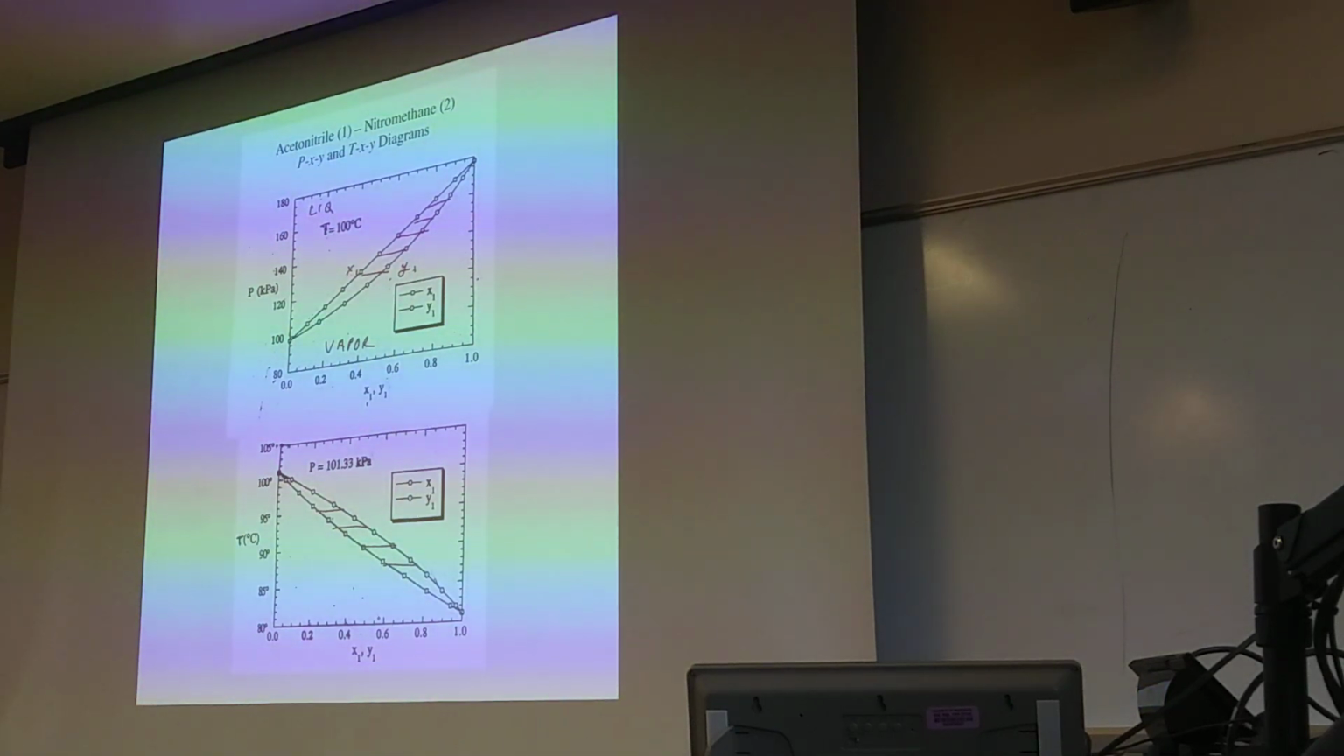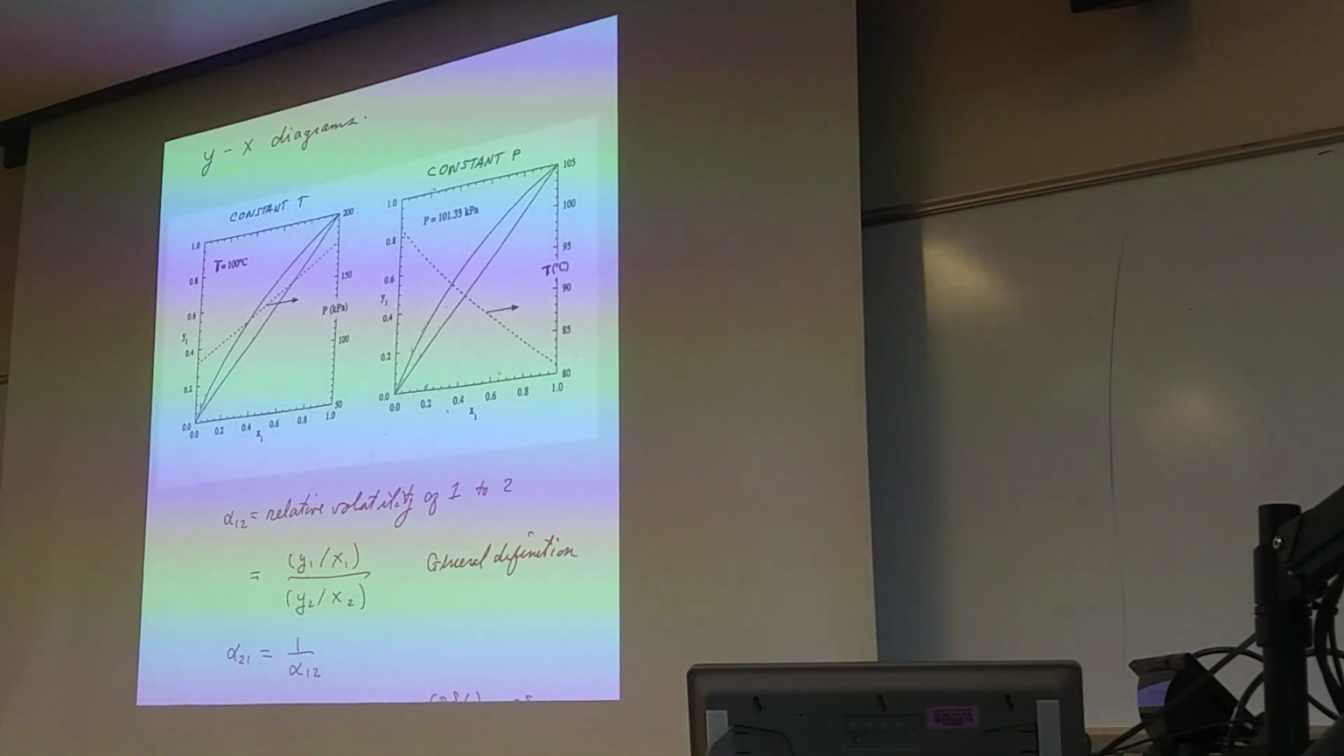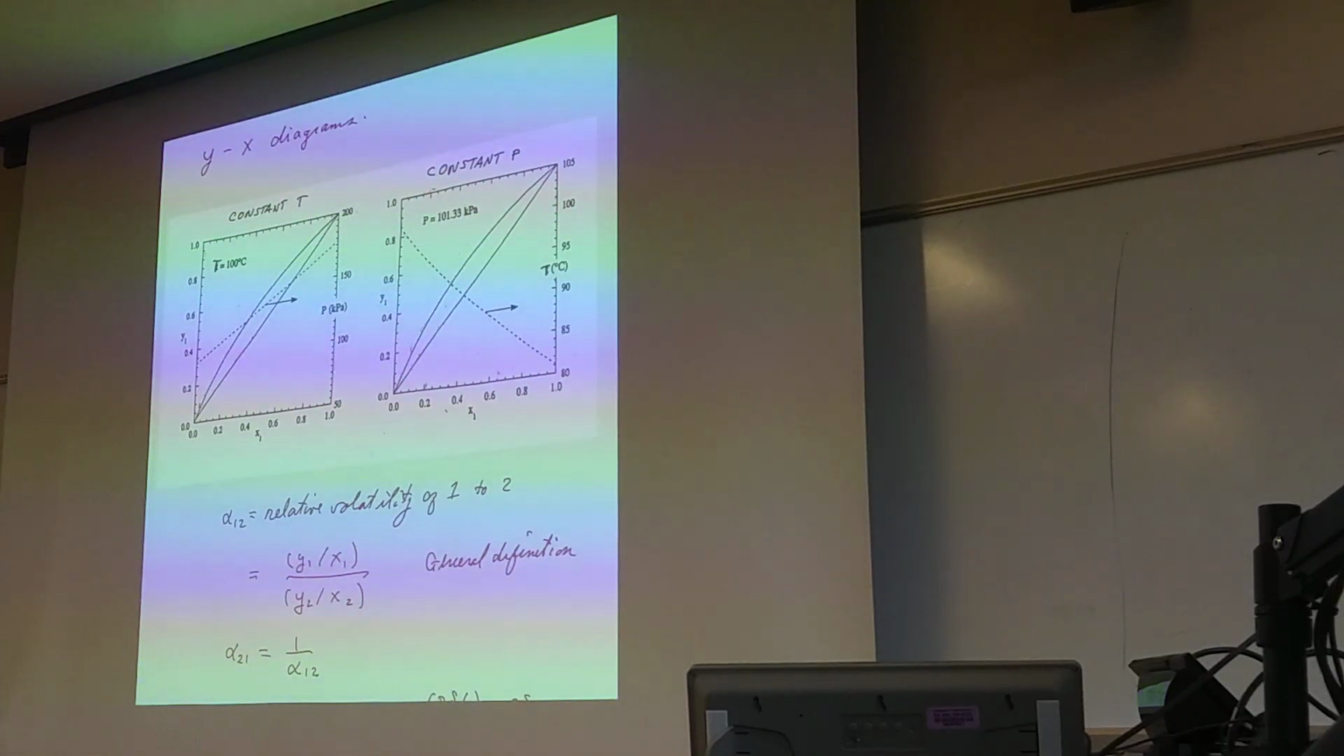And so I could plot those. It's often interesting to look at the XY or YX diagrams. So here they are for the two systems we've got. The constant temperature diagram looks like this, and now let me explain it a bit.